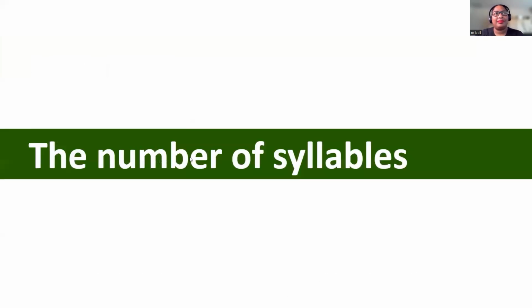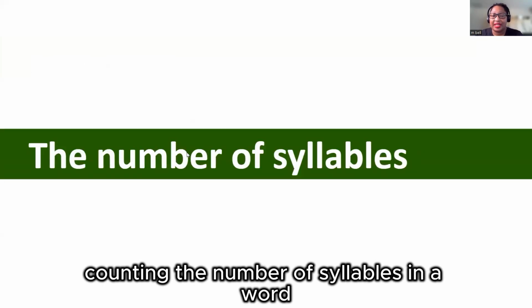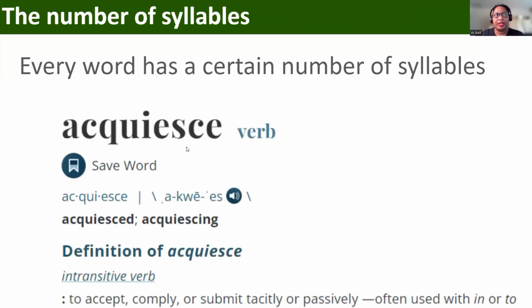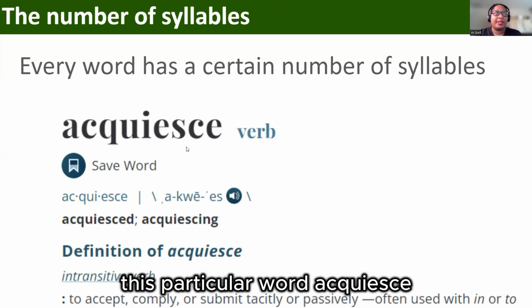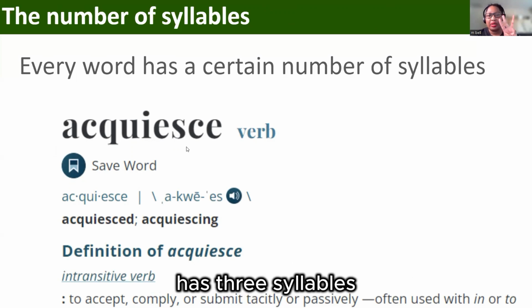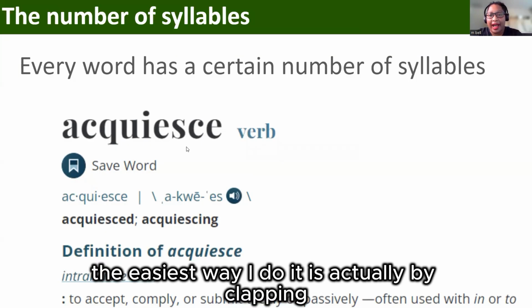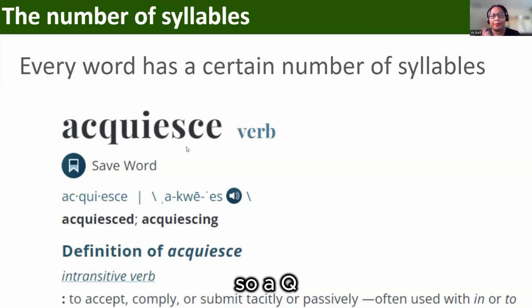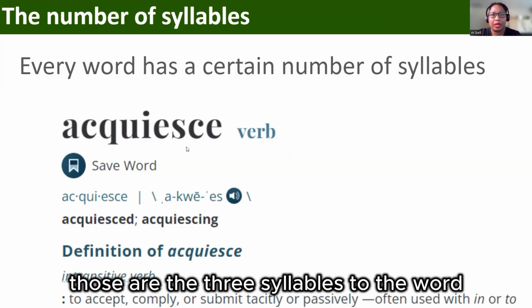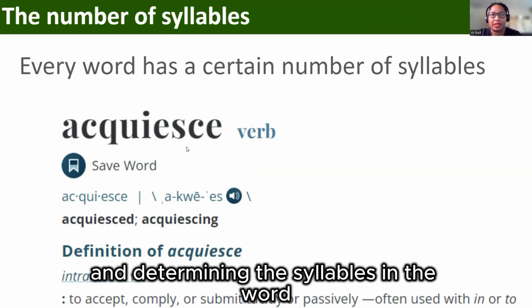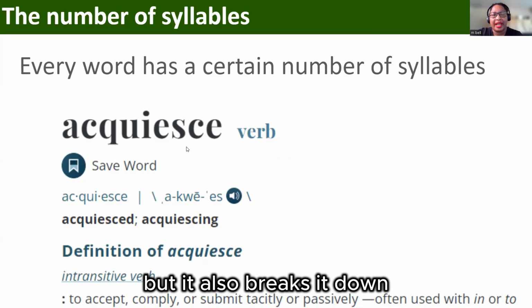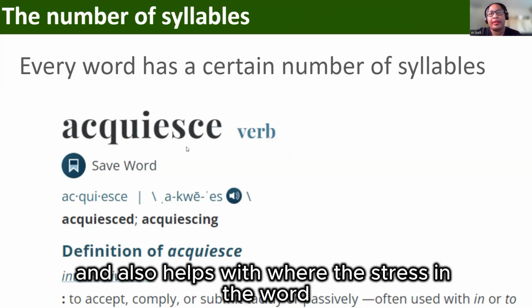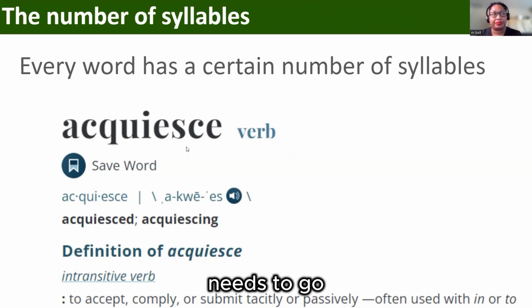Let's begin. Our first step is counting the number of syllables in a word. Every word has a certain number of syllables. This particular word, acquiesce, has 3 syllables. The easiest way I do it is by clapping. Acquiesce. Those are the 3 syllables in the word. Determining the syllables in the word not only makes it easier to pronounce, it also breaks it down and helps with where the stress in the word needs to go.